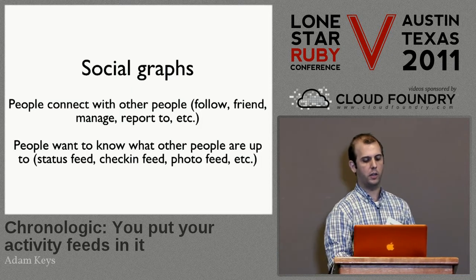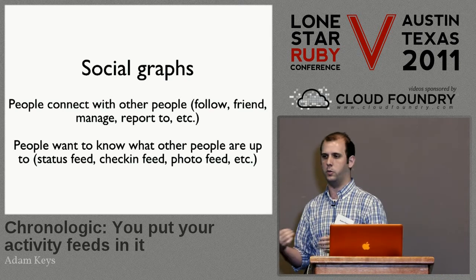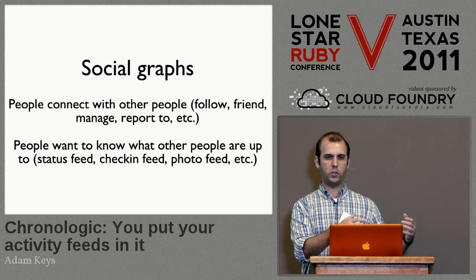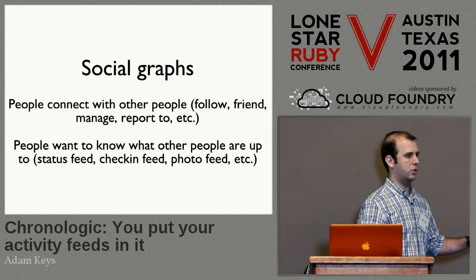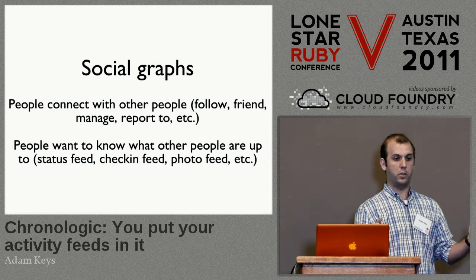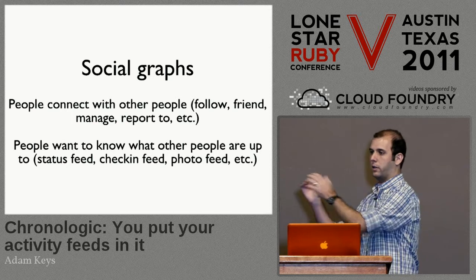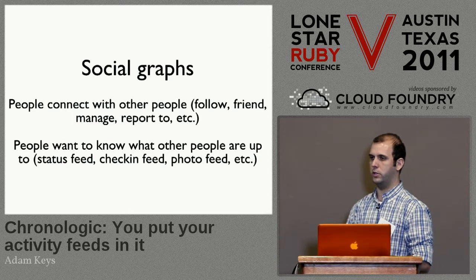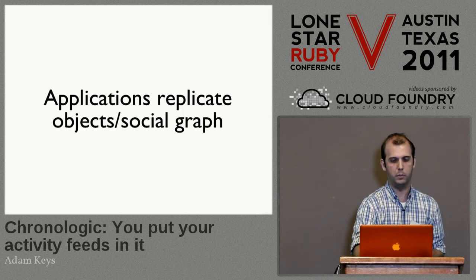So people want to know what other people are up to, so they want a status feed, a check-in feed, a photo feed, or whatever. And the social graph specifies that when I post something, all of my followers should see it in their feed. Or when I push something to GitHub, everyone who follows me as a user and the repository that I just posted to should see that in their activity feed when they log into GitHub.